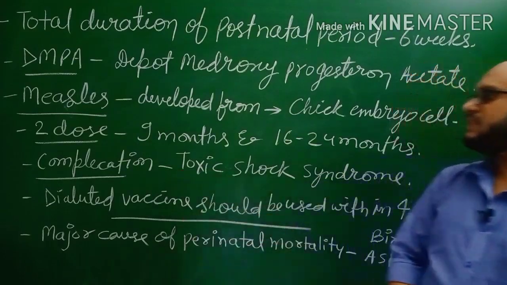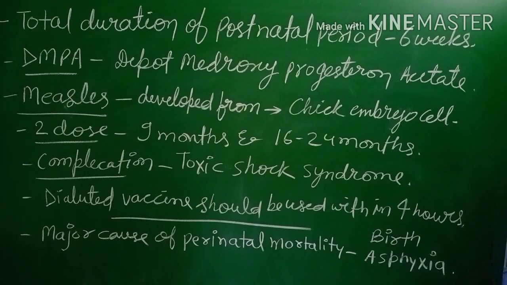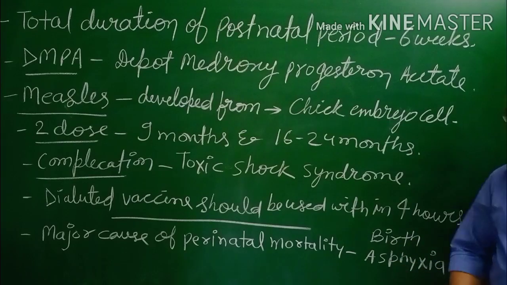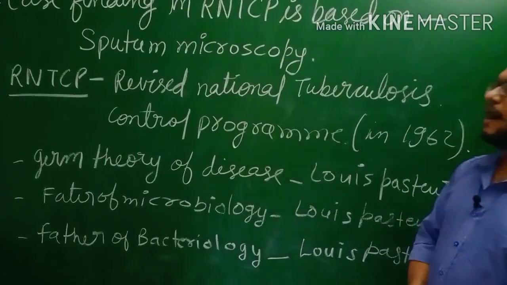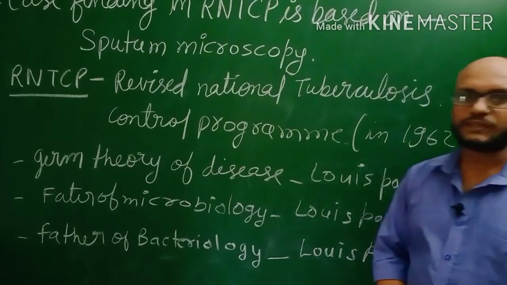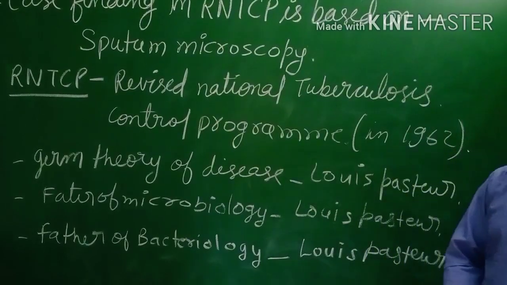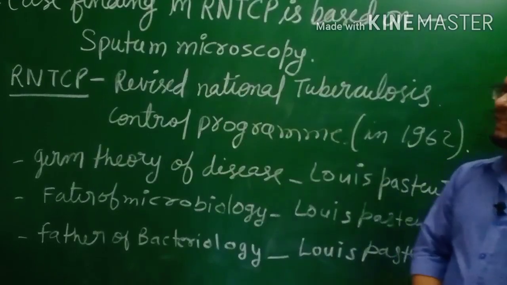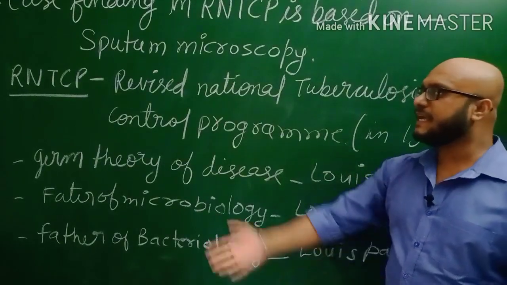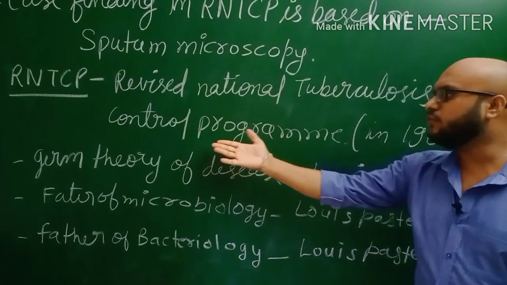Complication associated with the measles vaccine is toxic shock syndrome. Diluted vaccine should be used within 4 hours. If the measles vaccine is diluted, we must use it within 4 hours, otherwise it should be discarded. Next, major cause of perinatal mortality is birth asphyxia. Case finding in RNTCP is based on sputum microscopy. RNTCP's full form is Revised National Tuberculosis Control Program.